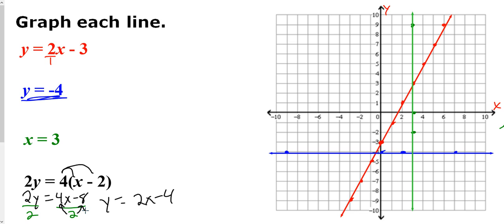So I'm going to start out at a y-intercept of -4, and then do a slope of 2. So from here I'm going to go up 2, right 1, up 2, right 1, up 2, right 1, and continue that pattern off the page. And then I'm also going to go down 2, left 1 and put points. And now I'm ready to draw my line.